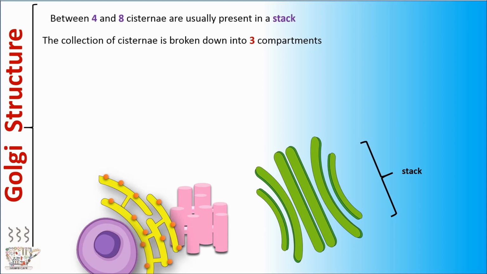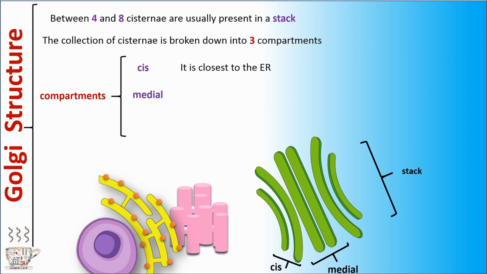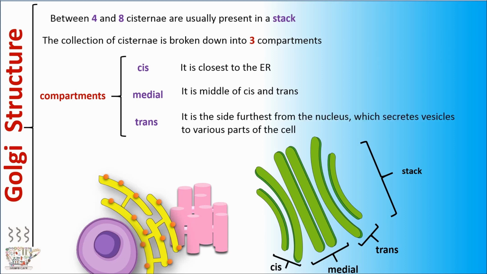The collection of cisternae is broken down into 3 compartments. Cis is closest to the ER, medial is the middle of cis and trans, and trans is the site furthest from the nucleus, which secretes vesicles to various parts of the cell.